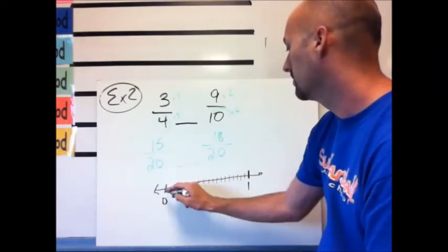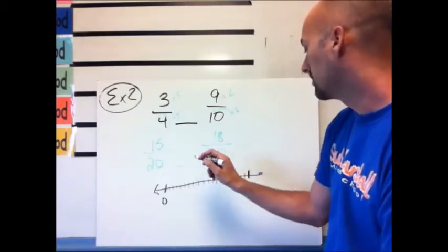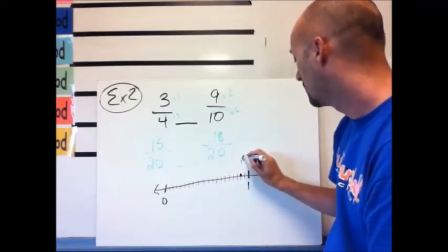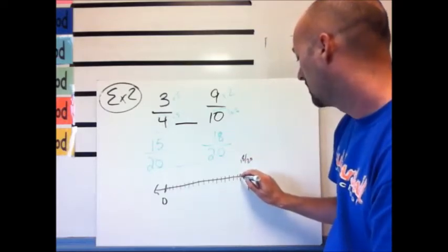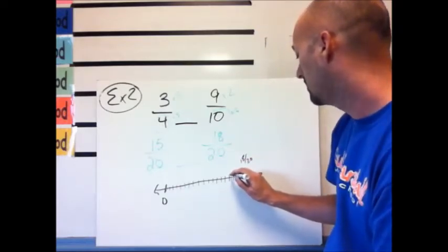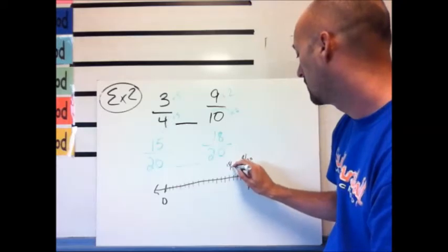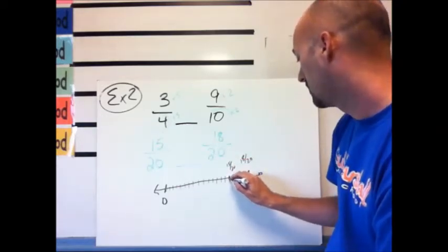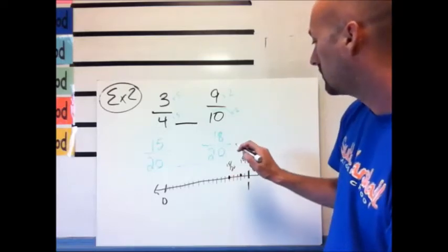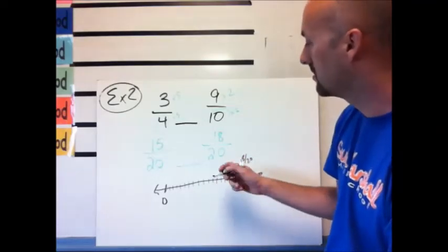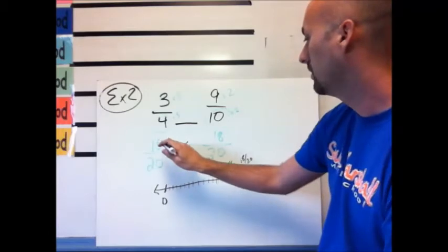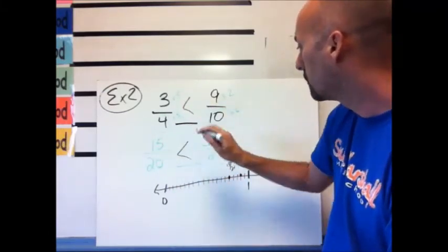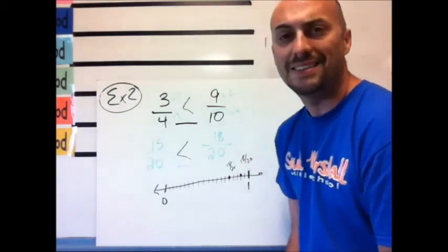This would be 0 20ths. And now I'm going to say here is 18 20ths, and here is 17, 16, 15 20ths. Right there. This one is to the left, that means it's less. So 15 20ths is less than 18 20ths, which means 3/4 is less than 9/10.